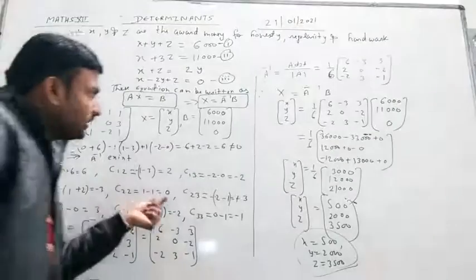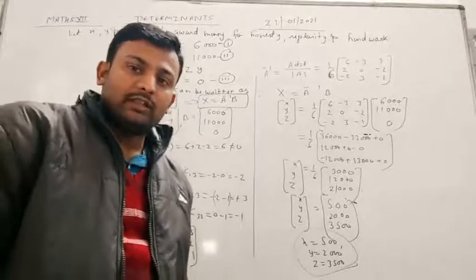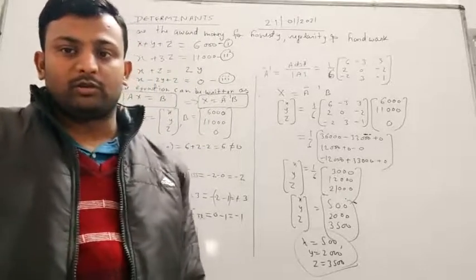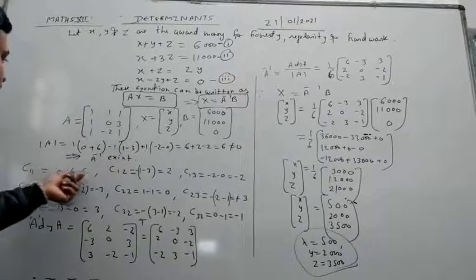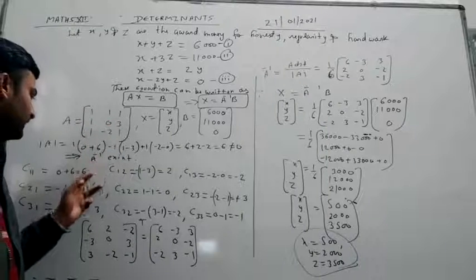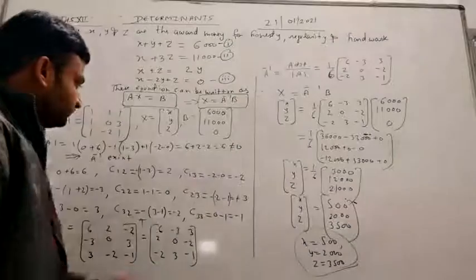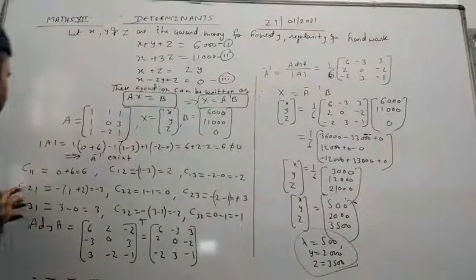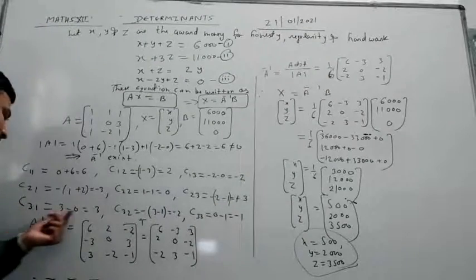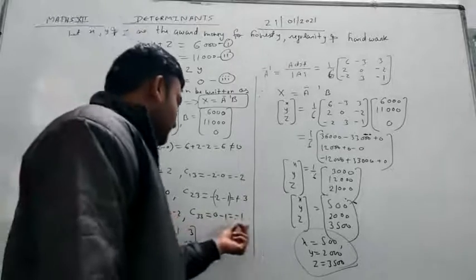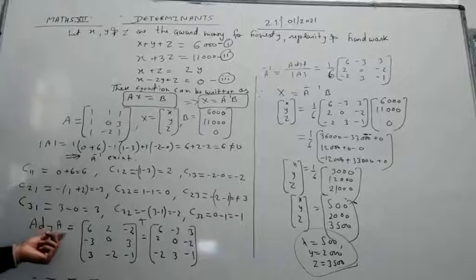Now to find A inverse, we know that we have to find the adjoint of A, and you know that adjoint of A is the transpose of the cofactors. Okay, so we first find the cofactors. C11 is 6, C12 with negative sign will be 2, and C13 is minus 2, C21 is minus 3, C22 is 0, C23 is 3, and C31 is 3, C32 is minus 2, C33 is minus 1.